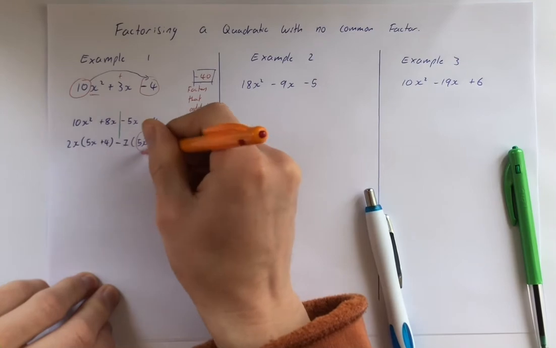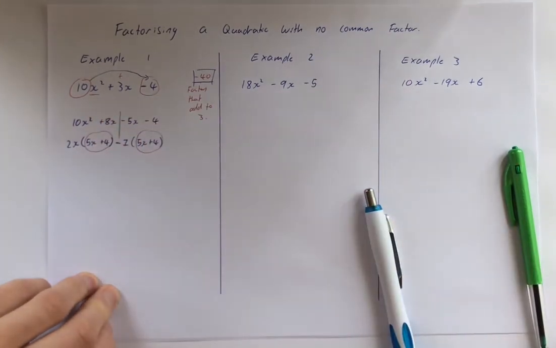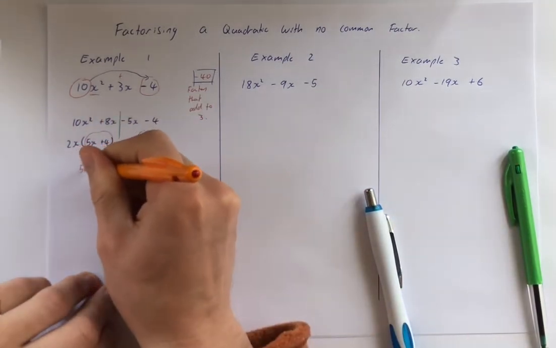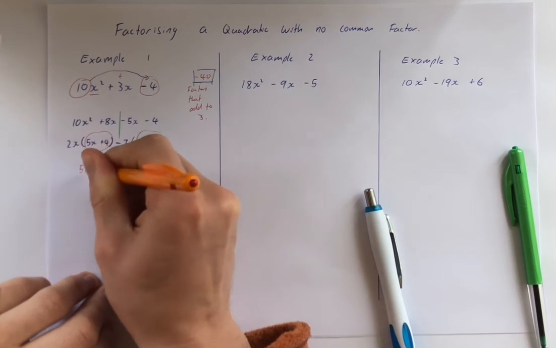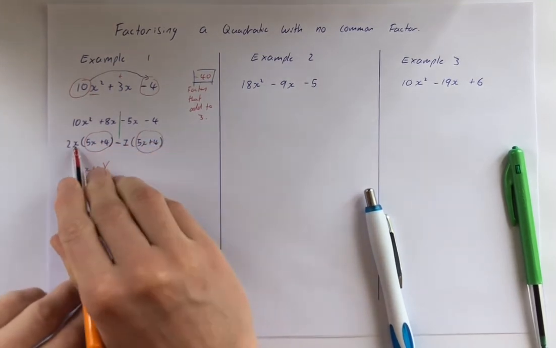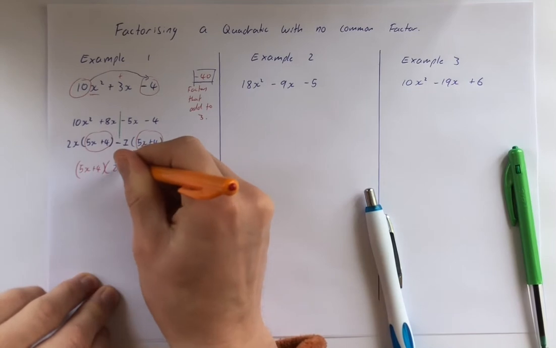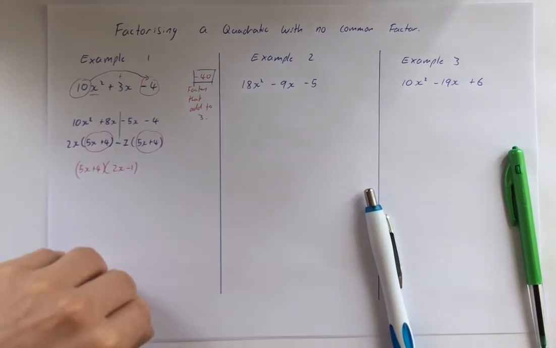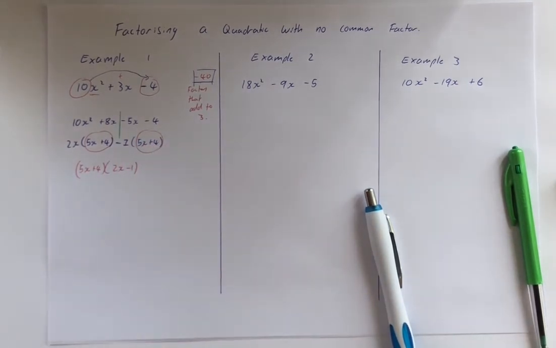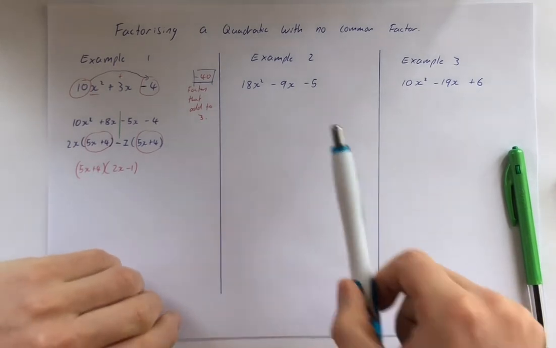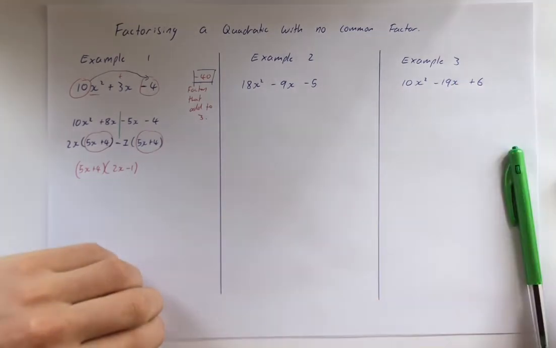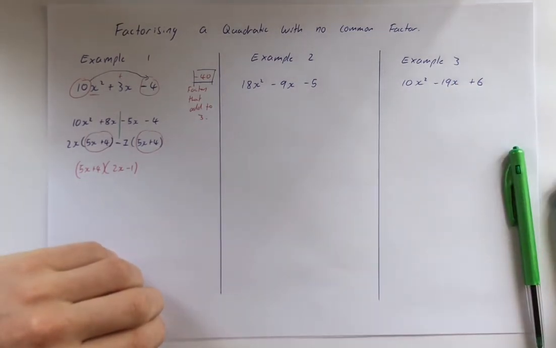Now you can see we have 2 brackets the same. That's one factor. And our other factor is the 2x minus 1. There we have it. It is fully factorized. And that is using the more complicated method, but that should always work. There's a reason why I'm going to do 3 examples. So we'll go through this again.